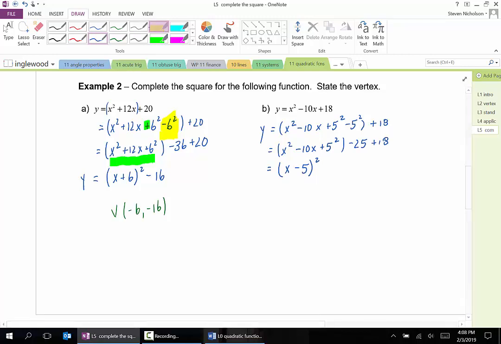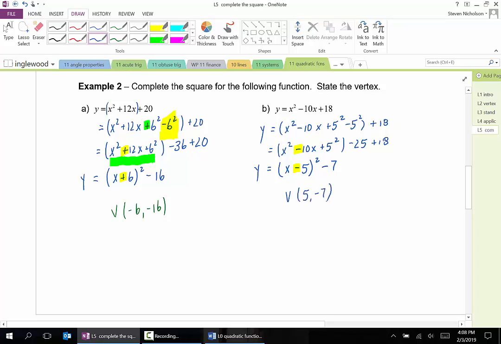And again, here's a little hint. Whatever this sign is, that's your sign right there. Just like whatever this sign is, that's your sign right here. And finally, we get negative 25 plus 18 is negative 7. And again, that is vertex form, and our vertex is 5, negative 7.